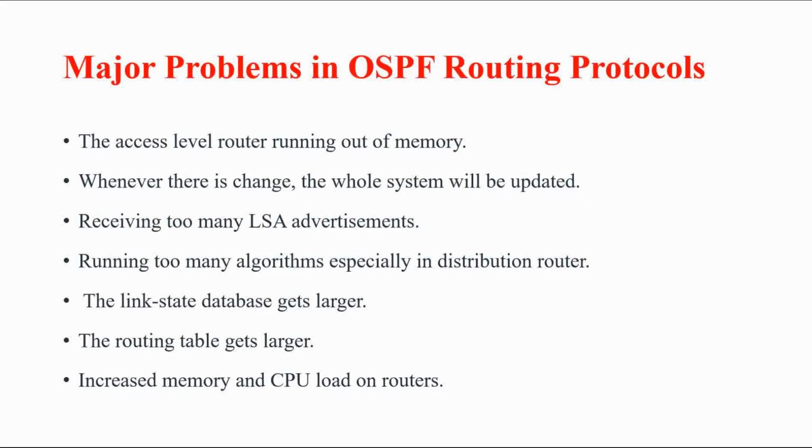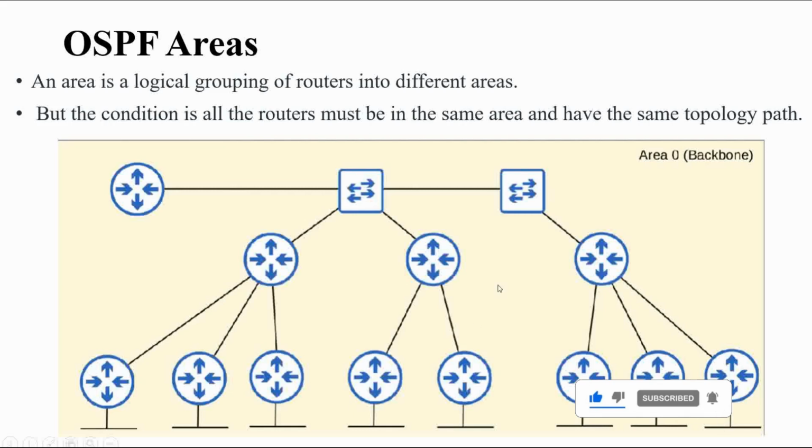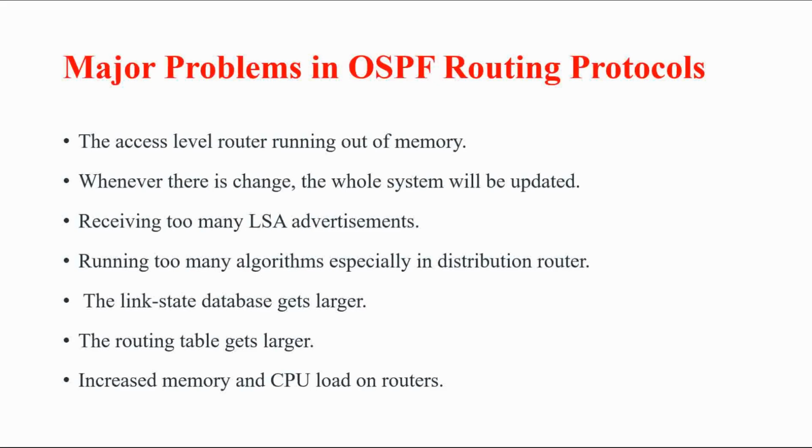For example, if there is a change, one interface may fail, as you have seen here. If this interface fails or another interface applies a change, the whole system will be updated all together. When updating, it takes time, it takes more space, and it will disturb the whole system.